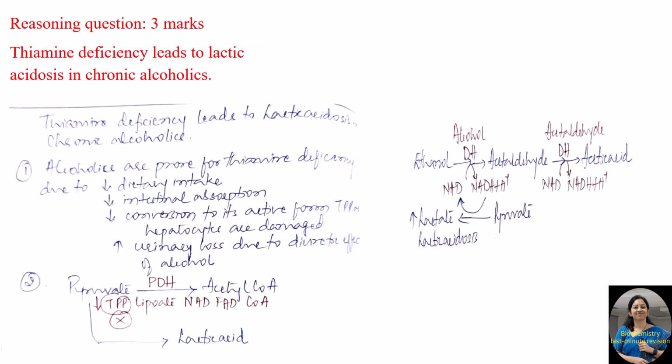Instead it gets converted to lactic acid. The other important reason is the metabolism of alcohol, where ethanol gets converted to acetaldehyde, subsequently it gets oxidized to acetic acid. Now this is a redox reaction where ethanol is getting oxidized, simultaneously NAD is getting reduced to NADH. When there is abundant presence of NADH inside the body, this facilitates reduction of pyruvate to lactate. Hence lactic acidosis is common among alcoholics.